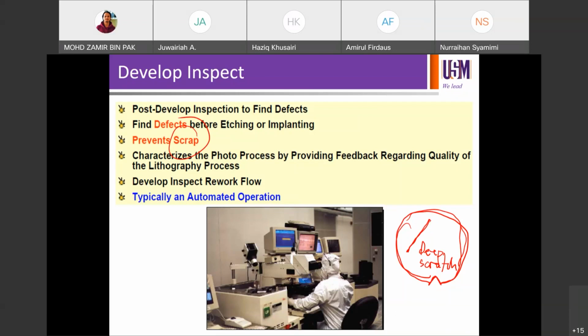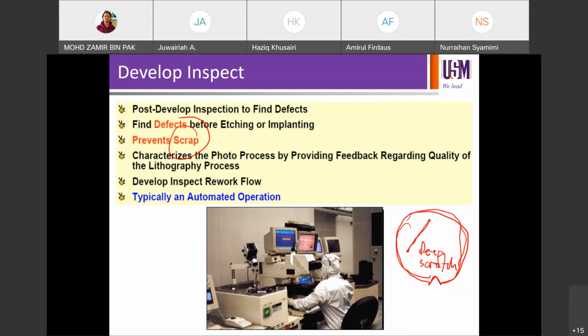Oh, rework lah. Kalau photoresist kita rework. Okay, photoresist rework. What if the scratch goes deeper than the resist? Then scrap lah kot. Memang kena buang.